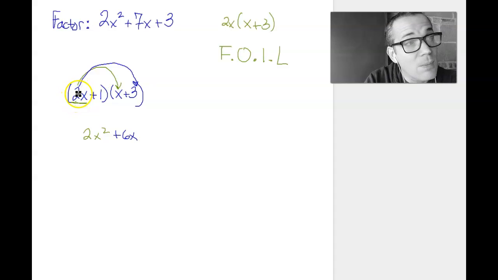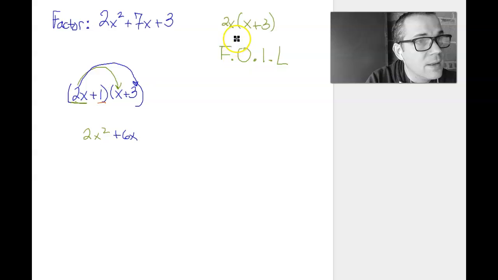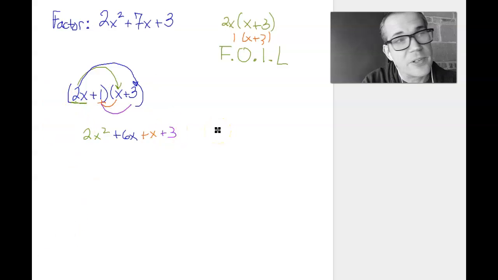Now, I'm going to move to the next term in this set of parentheses, this 1, and I'll do the same thing. I'm going to take this 1, and I'm going to distribute it to everything in the x plus 3. So that'll be 1 times x, which is just x, and 1 times 3, which is, of course, just 3. I wish I'd used a different color there. So there, I just used a different color instead.